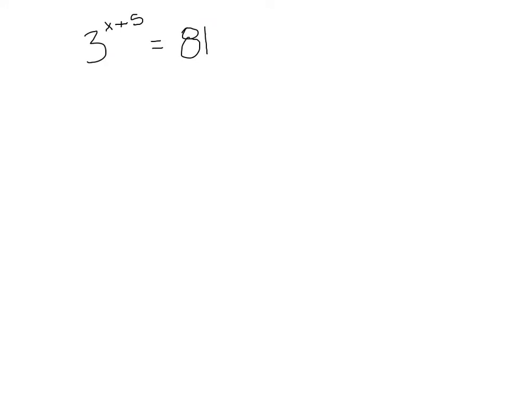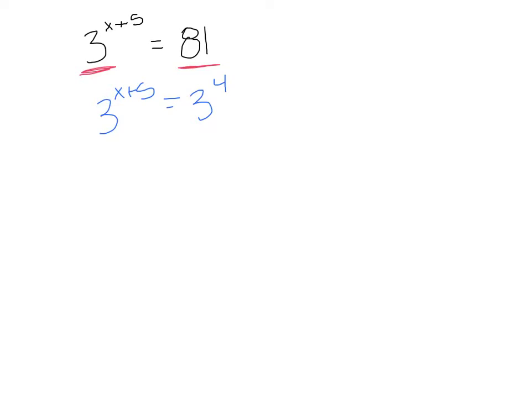Alright, so here we have 3 to the x plus 5, and we know that it equals 81. Uh-oh, they don't have common bases. Obviously, I have a base of 3, but I have 81 to the 1. That doesn't help me over here. So before you give up and try to say, oh, it's not possible, think about the number 81. Is there any way you can write 81 with a base of 3? Well, 81 is 3 to the 4th. So we can rewrite our equation as 3 to the x plus 5 equals 3 to the 4th.